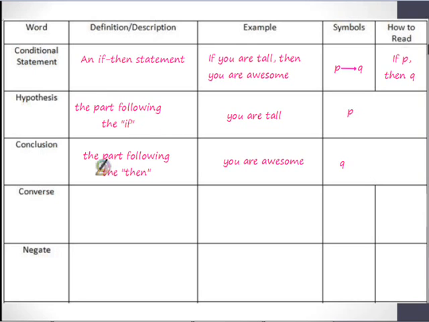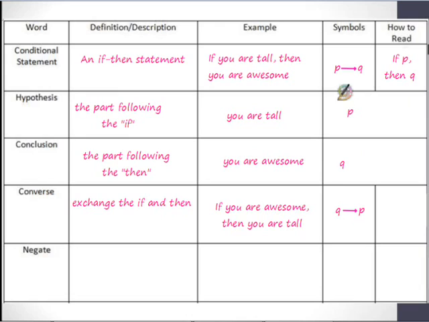The converse of that statement, on the converse, we exchange the if and the then. So, if you are awesome, then you are tall. The converse switches places, okay? The symbols there is we just switch the P and the Q. So now it's Q, then P. And we read that if Q, then P.